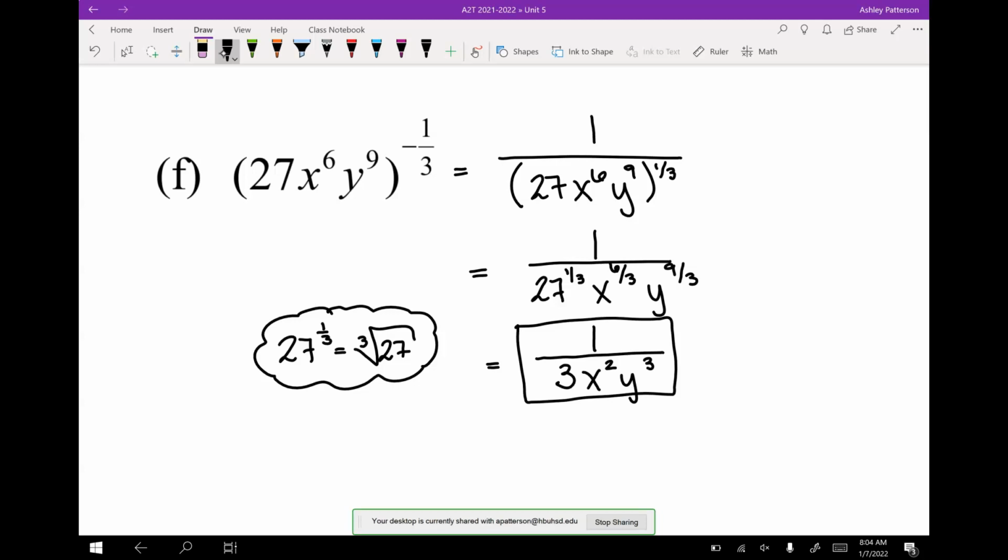Woohoo! Any last minute questions, everyone? Last minute questions on rational exponents. Caitlin? Absolutely. So the question is, for f, could we have just put all of the terms underneath the cube root and then simplified from there? 100% yes. Thank you for asking.